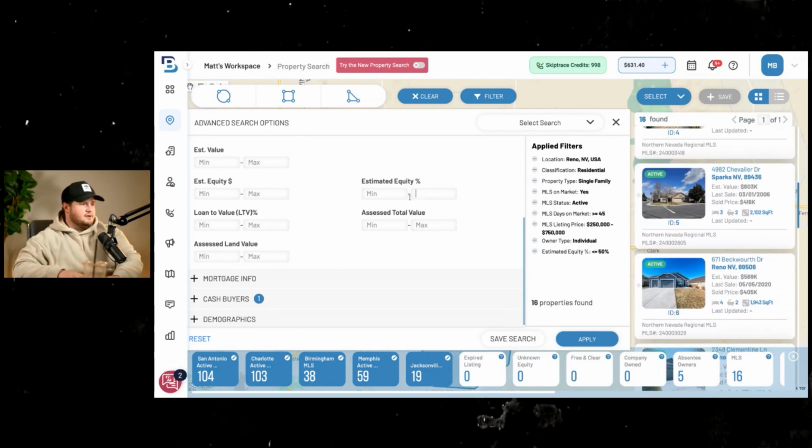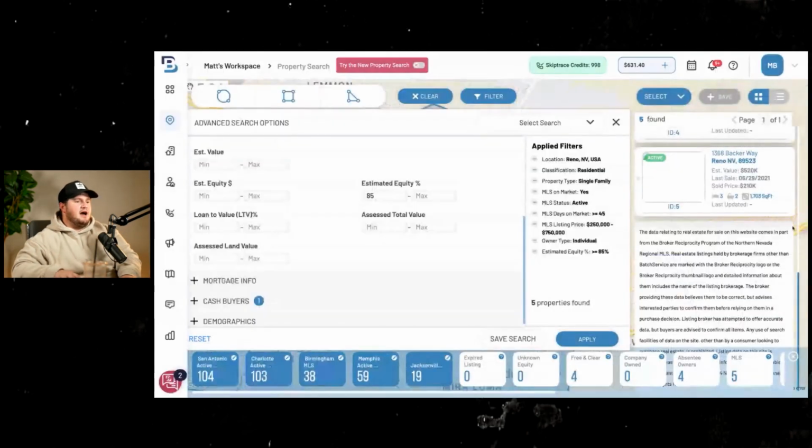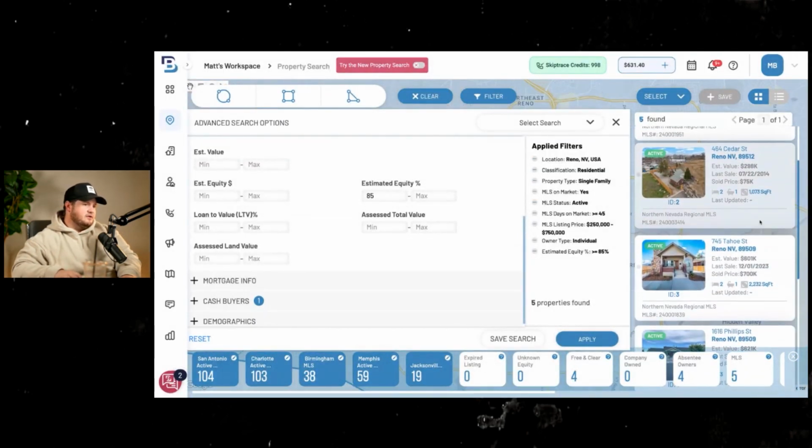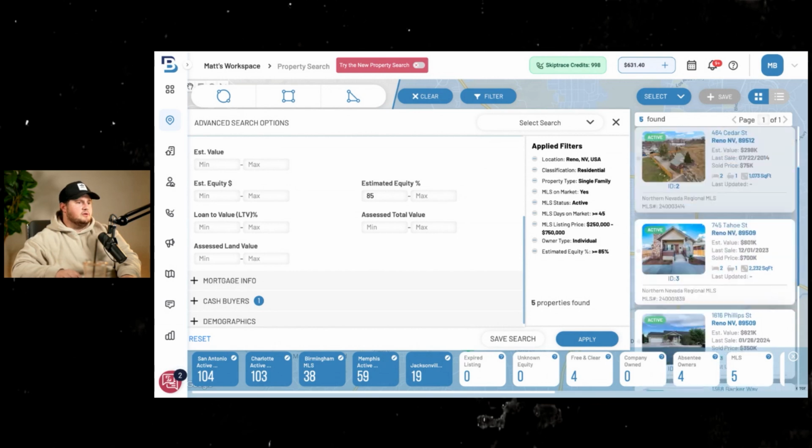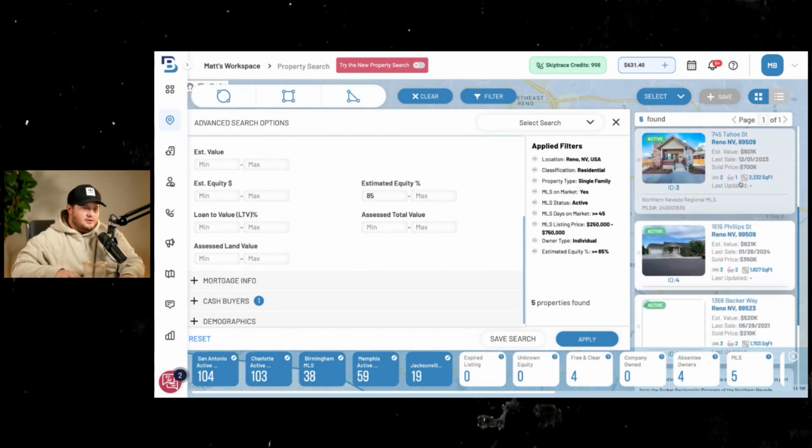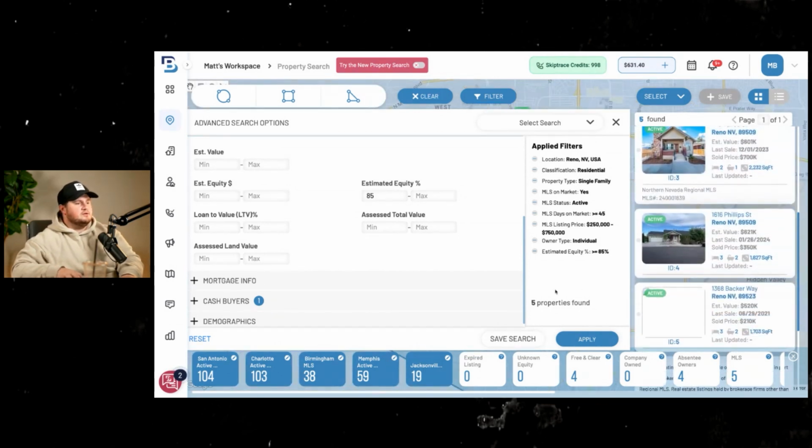Or you can go to the other extreme and say, hey, give me everybody who has a minimum of 85% equity, so it's almost free and clear. There are 5 properties right now that have been listed on market for at least 45 days where the owner almost owns it free and clear. Well, maybe they'd be open to doing the seller finance. Who knows? But those are just a few niche lists.